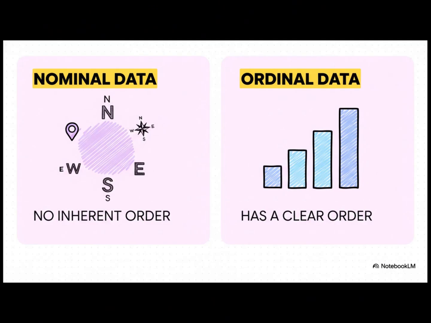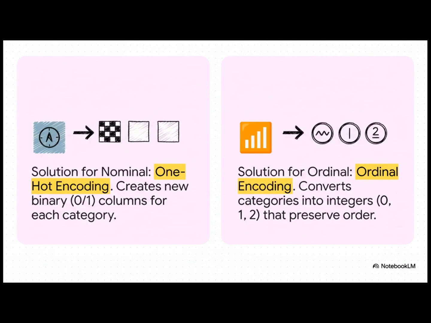The source material points out that text data really comes in two main flavors. First, you've got nominal data. This is stuff where the categories don't have any kind of natural order. North isn't better or worse than south, they're just different. Then you've got ordinal data, and this stuff does have a meaningful order. High status is definitely greater than med, which is greater than low. Spotting this difference is absolutely key. And since they're different, they need different solutions.